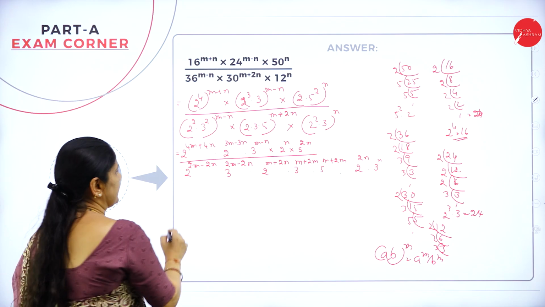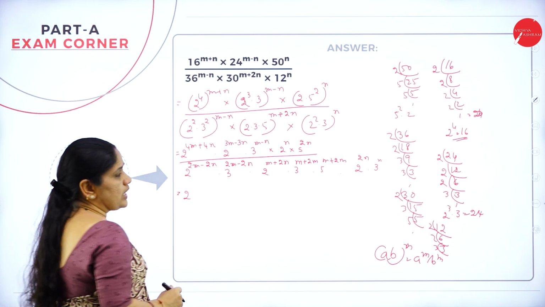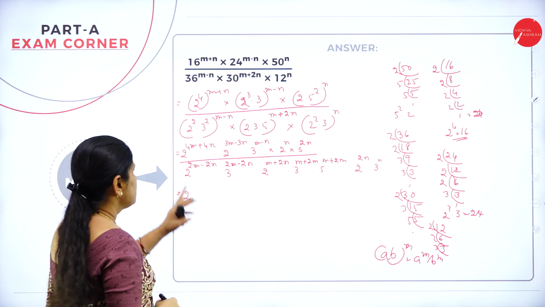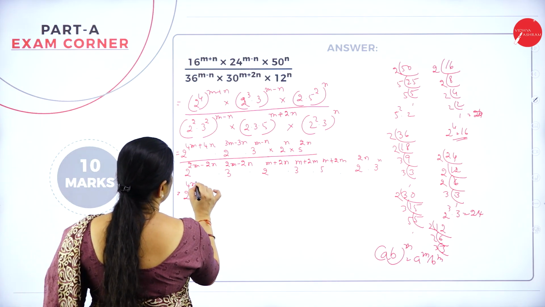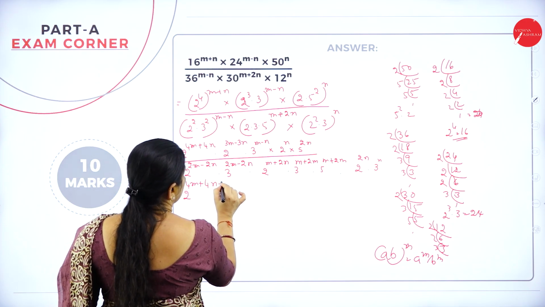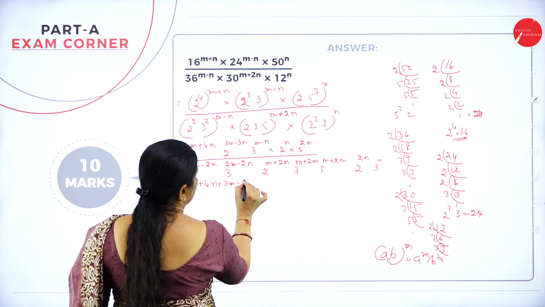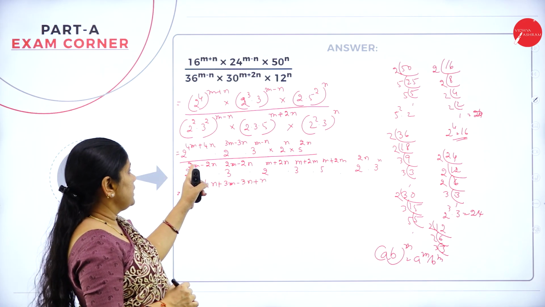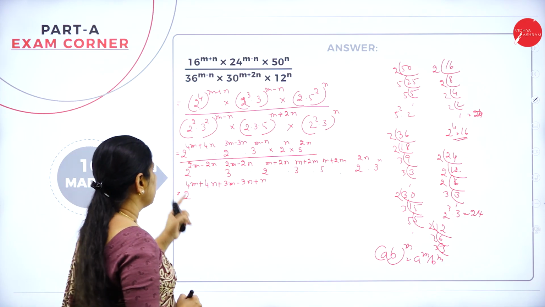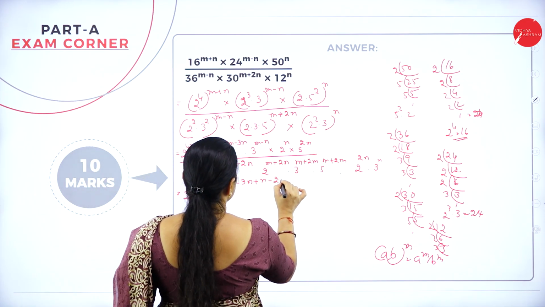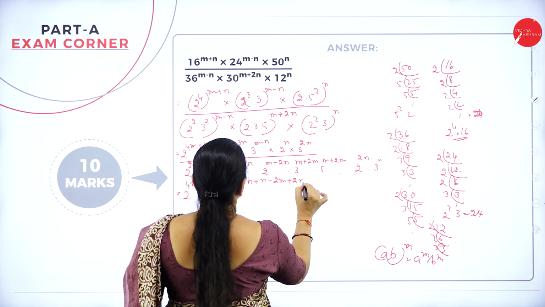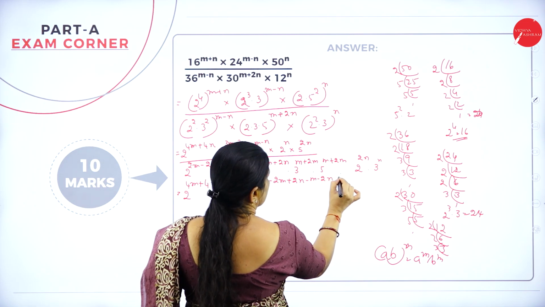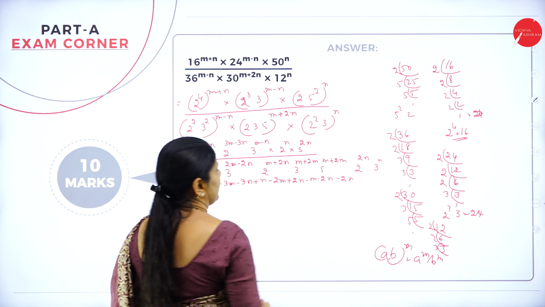So, this I can further simplify as, so I segregate all the bases with the 2, 3 and 5. So, this will be equal to 4m plus 4n plus 3m minus 3n plus n. Now, whatever is in the denominator, when it comes to the numerator, the signs will change. So, this will be minus 2m plus 2n, then minus m minus 2n minus 2n.